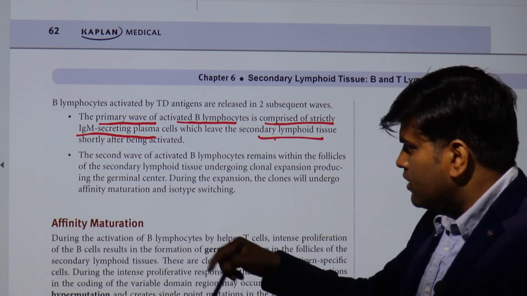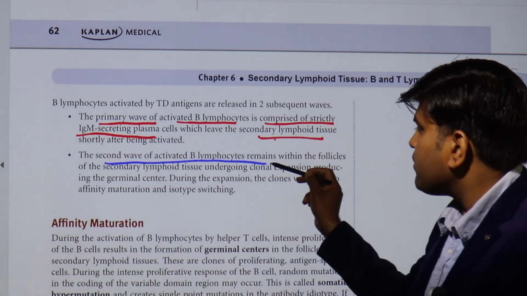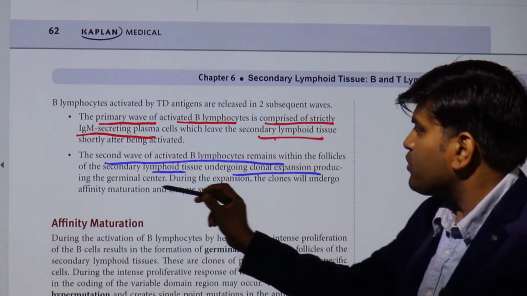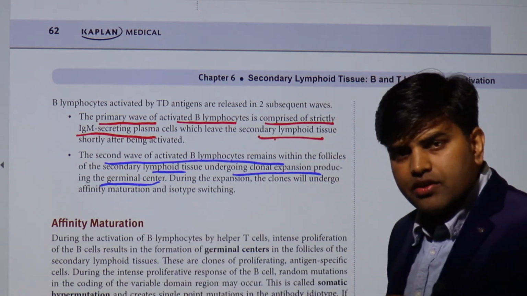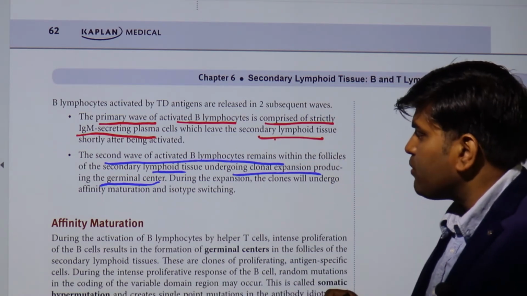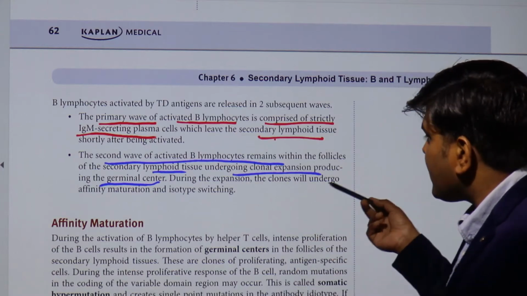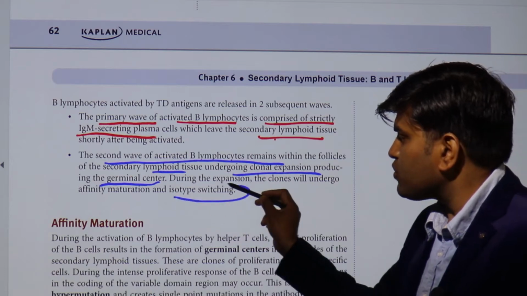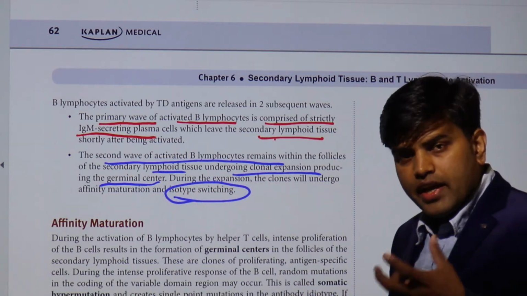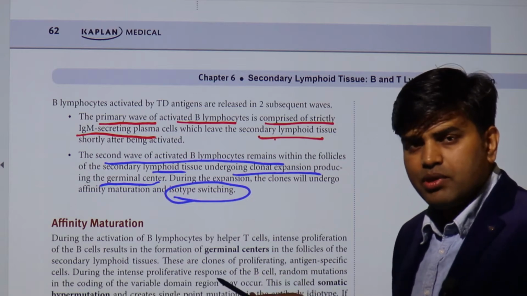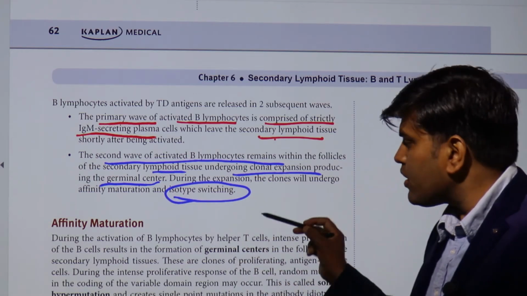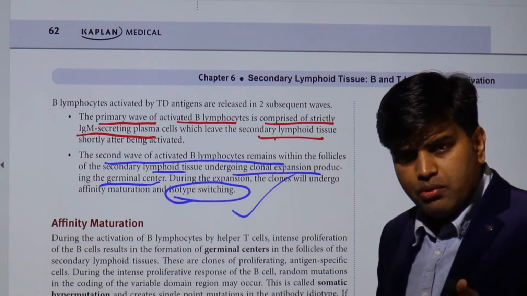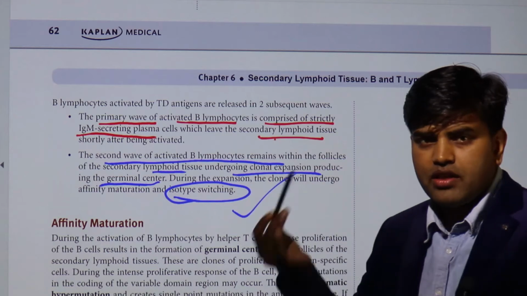There is another wave. After some time, the second wave of activated B lymphocytes remains within the secondary lymphoid tissue, undergoing clonal expansion in the germinal center. In the germinal center, this activated B lymphocyte undergoes clonal expansion, affinity maturation and isotype switching. So the antibody released after isotype switching will be immunoglobulin G, A or E, depending upon the signal sent by the helper T cell.